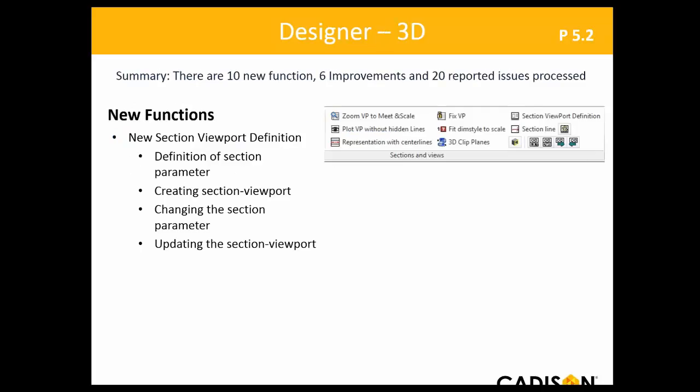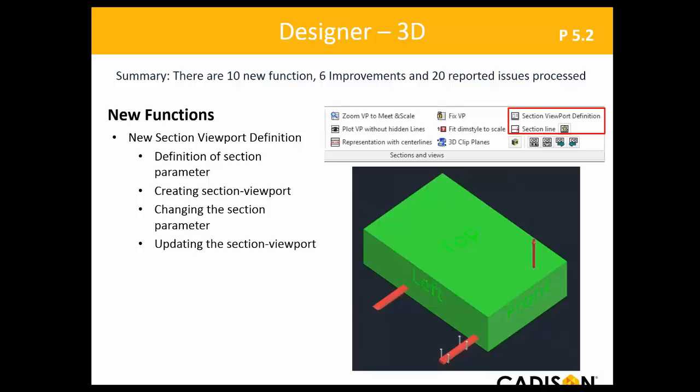If we then look to our designer in 3D, also here we have around about 10 new functions, 6 improvements, and 20 reported issues. One of the very, very nice functions is that we have a new option. It's called section view definitions. That means we will have here on this area 3 new buttons. One of the buttons is section view, and the green button here is an update button for this, and that means we have now an option where we can make our sections dynamic, and that is new.